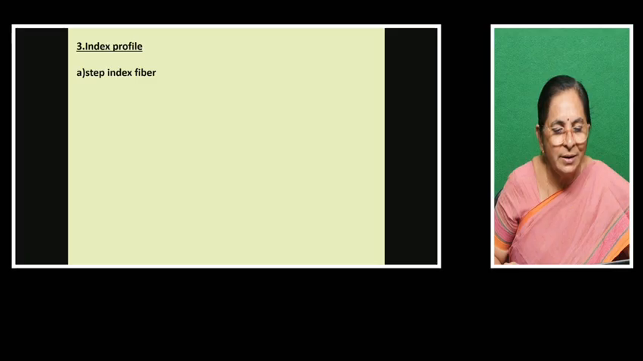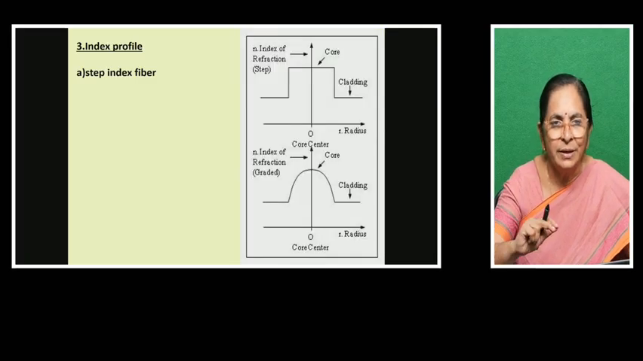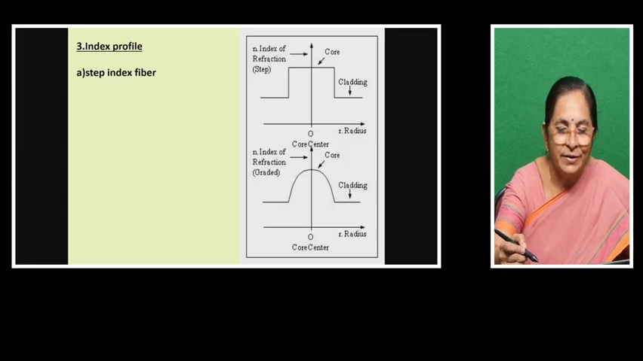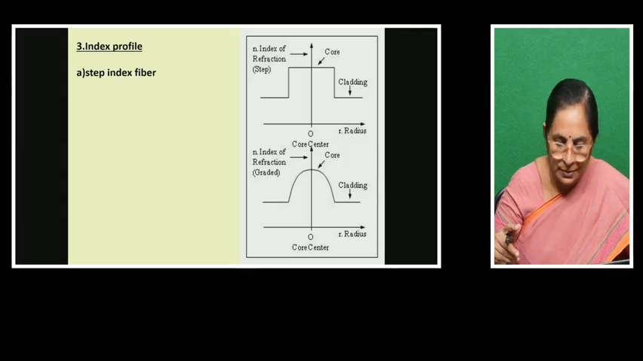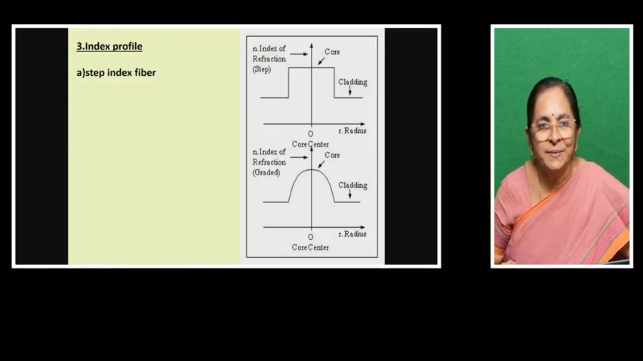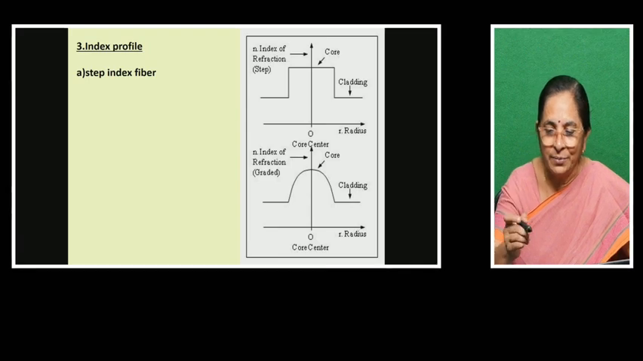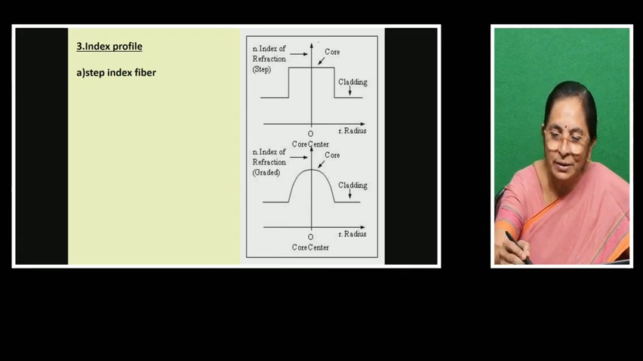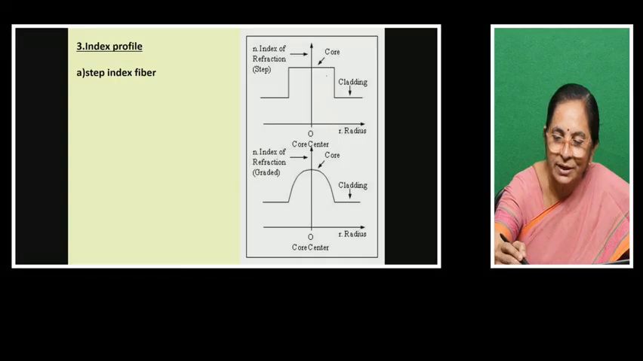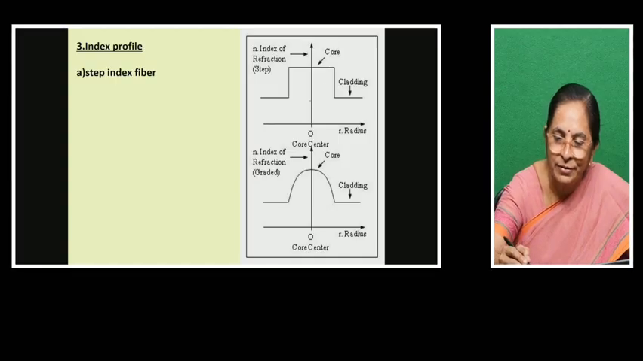So index profile, step index fiber. Here also we have 2 types. There are 2 types, step index fiber and graded index fiber. In the step index fiber, you can see this core. Core will be having the same refractive index. So this is a small graph between the refractive index and the radius of the cable we have taken.